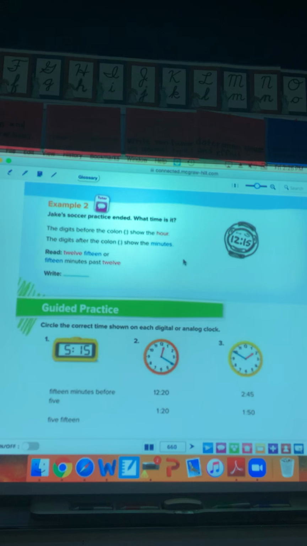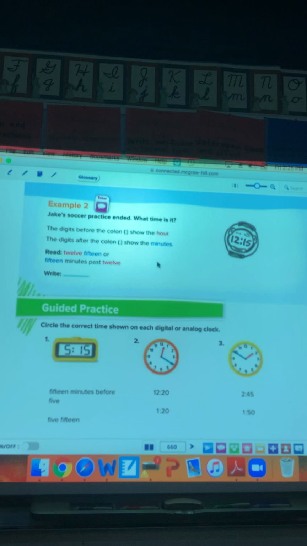All right, example 2. It says Jake's soccer practice ended. What time is it? Well, let's look over here at our little clock right here. His soccer practice ended at 12:15. So the digits before the colon show the hour. We know that. This is the hour right here, the 12. The digits after the colon, right here, the 15, show the minutes.